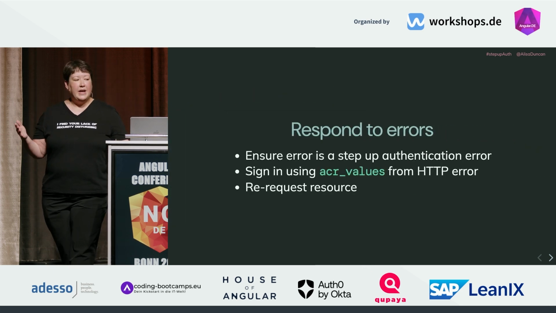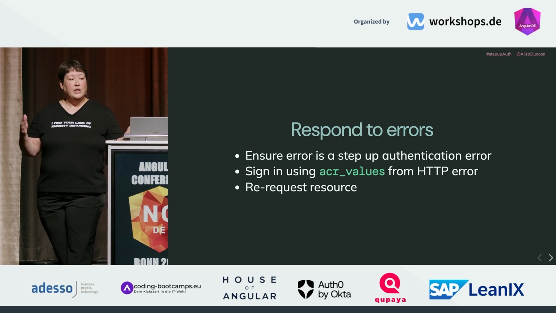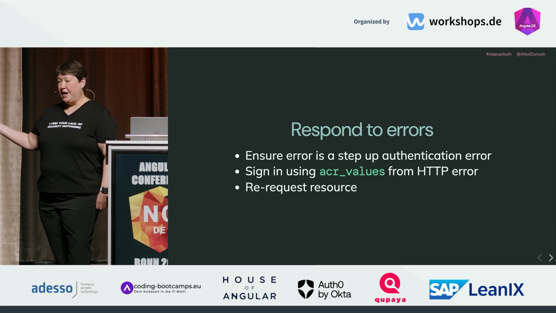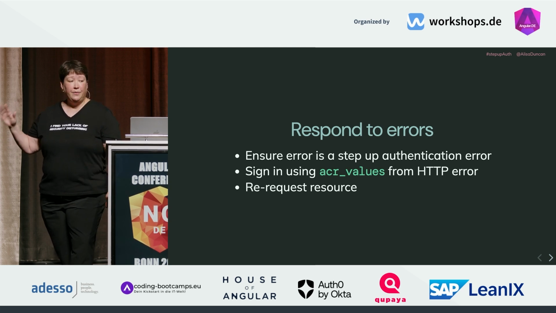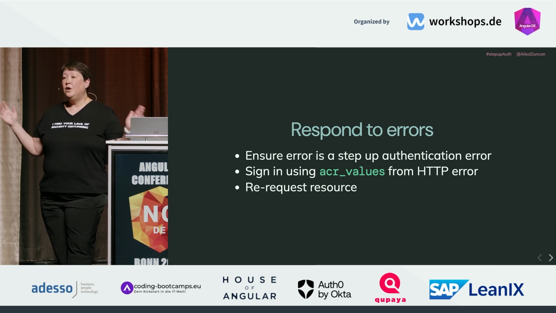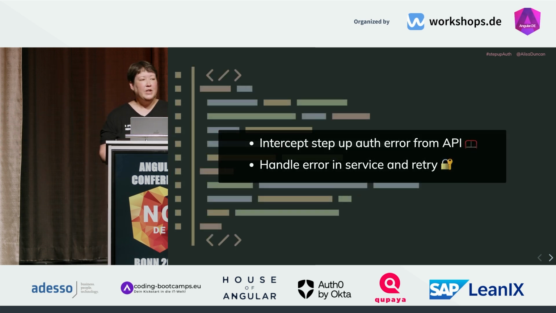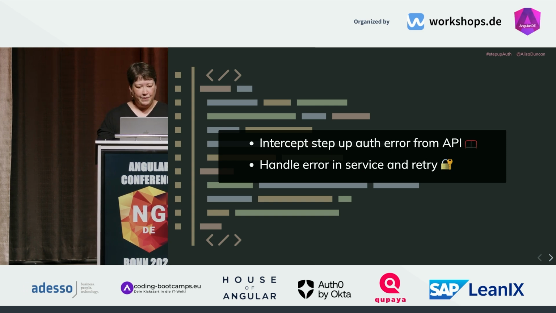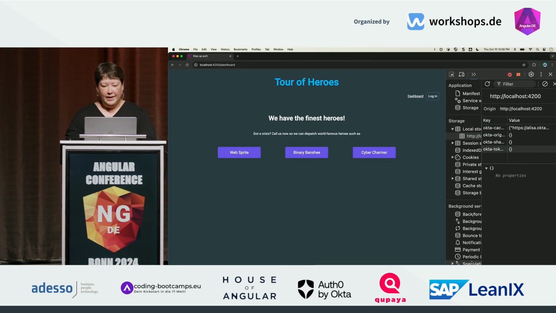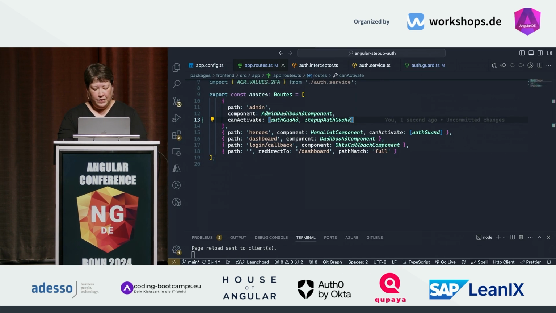We'll handle that ACR values and that error someplace else. And we'll need to first make sure, once again, the error is a step-up authentication error, and then redirect the user to sign in. So this might be a service, it might be a component, wherever you want it to be. And then always re-request the resource. So we're going to try this in an interceptor and in a service.